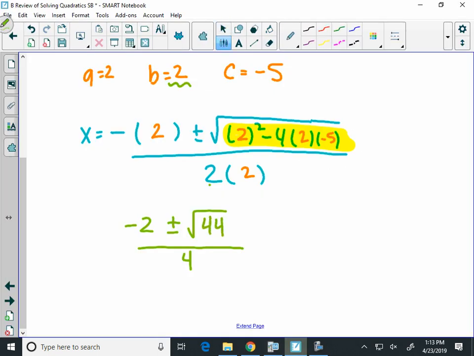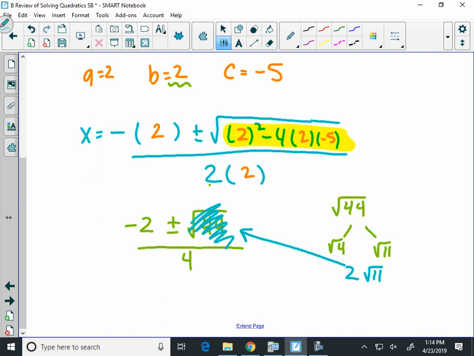Once you've kind of cleaned everything up, you're going to look at your radical and see if you can simplify it. And we can. You're either going to use the factor tree method or the largest perfect squares method. I like to use the largest perfect square. Okay. So you have to figure out what's the largest perfect square that can go into 44, and the largest perfect square is 4. And it can go into 44 11 times. So then the square root of 4 is 2. Can't take the square root of 11, so we tack it on. So this 2 radical 11 now replaces the radical 44.